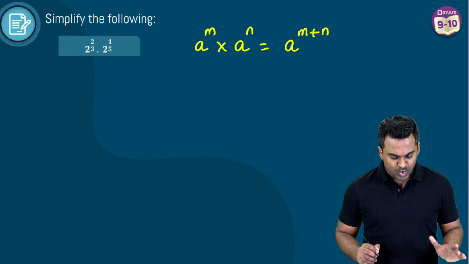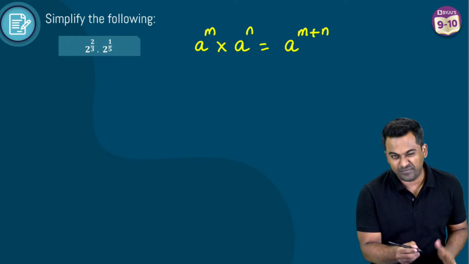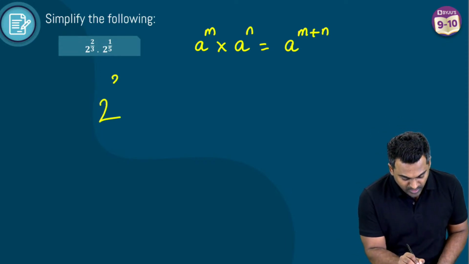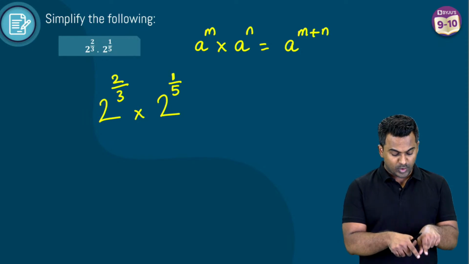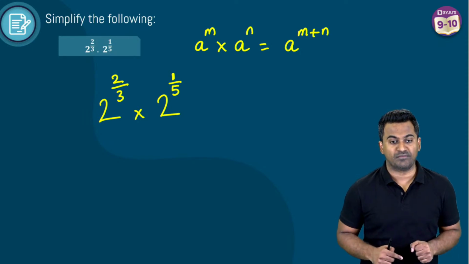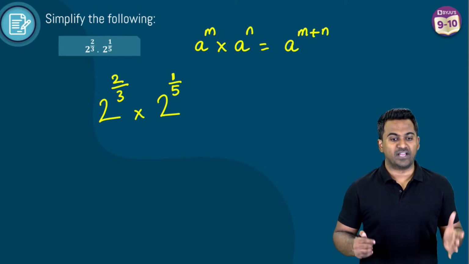2 to the power 2 by 3. Okay, if it is small, I'll try to rewrite it. 2 power 2 by 3 multiplied with 2 power 1 by 5. This is what the question is. 2 to the power 2 by 3 multiplied with 2 to the power 1 by 5. Okay, 2 power 13 by 5.